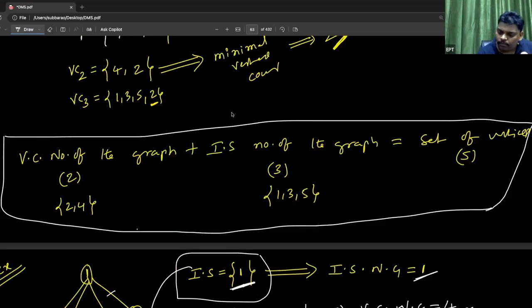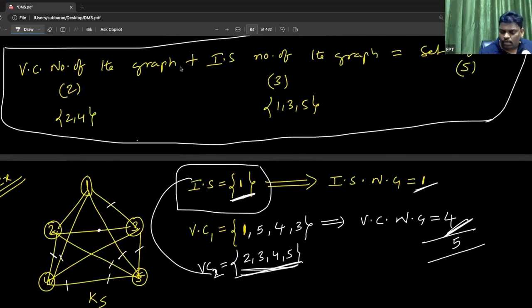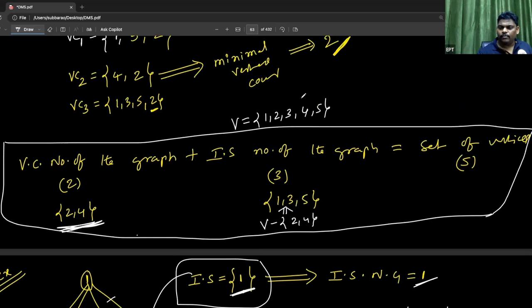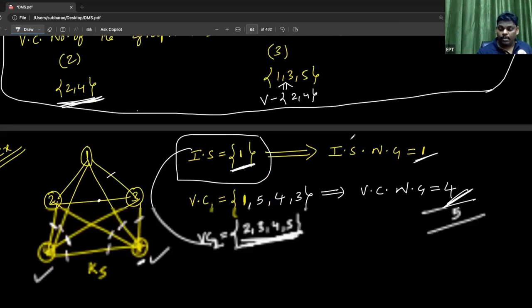Total vertices, how many? Total vertices are 1, 2, 3, 4, 5. Now the vertex cover number of the graph is 2, those are 2, 4. The independent set number of the graph is 1, 3, 5. How? You do V minus that 2, 4. From the total, remove 2 and 4, and you get 1, 3, 5. That is the meaning of subtraction. You got it now? Simply subtraction. Now come here.